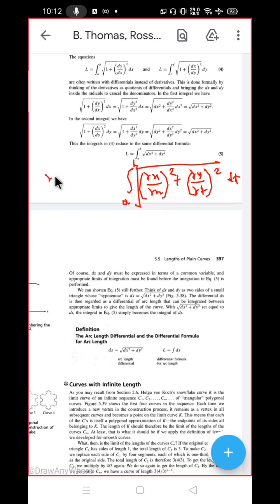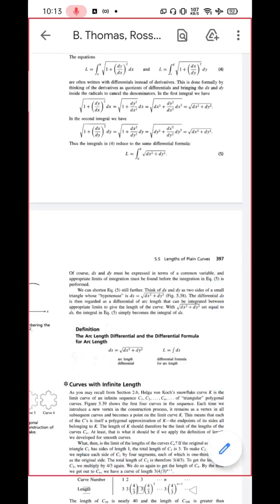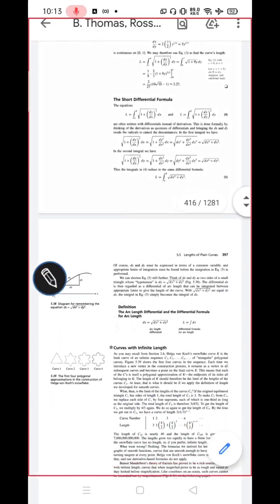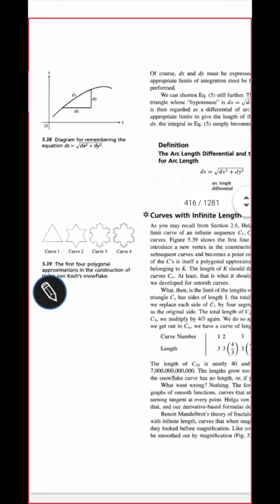When your question is given x in terms of t and y is also in terms of t, then you have to apply this formula for finding arc length. Why am I putting A to B? Because I want to find an arc between 2 points, that is A to B, initial and final. And those points you can directly find by putting in the equation, because that is the point of the curve.